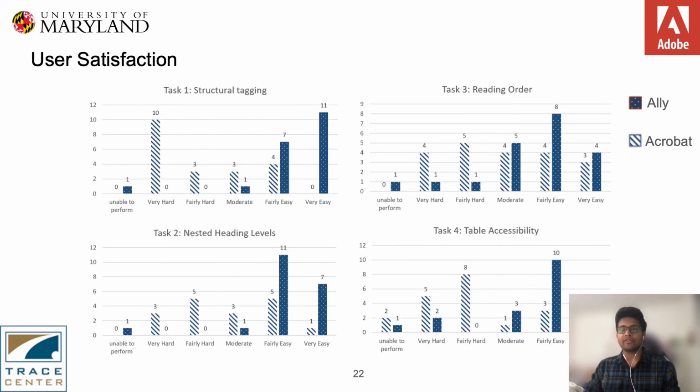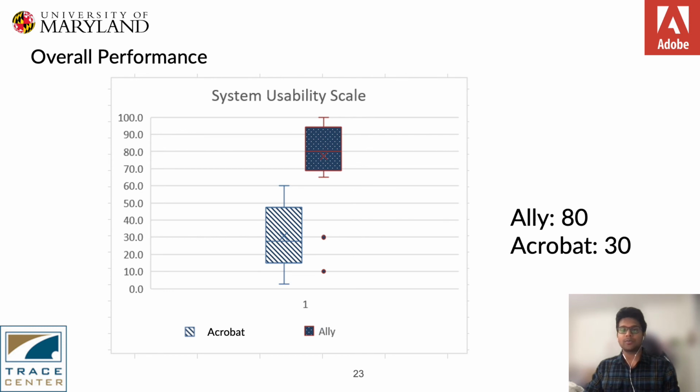And for the final metric, we collected user satisfaction data through post-usability surveys. The majority of the participants mentioned it was fairly easy to remediate a PDF using Ali. Our tool also reported an average system usability score of 80 as opposed to Acrobat, which was scored at 30. A score of 80 is considered to be good and acceptable for an interface.